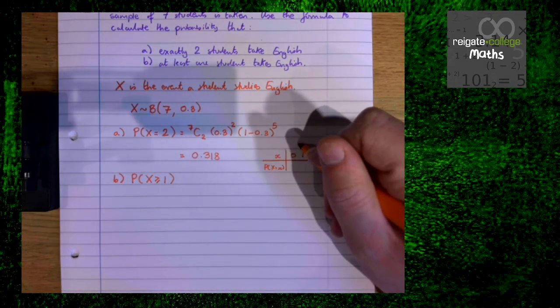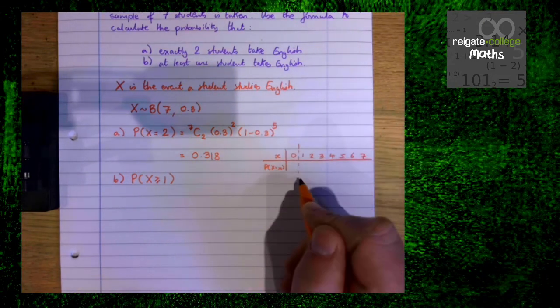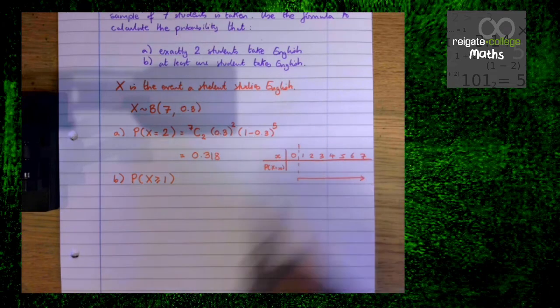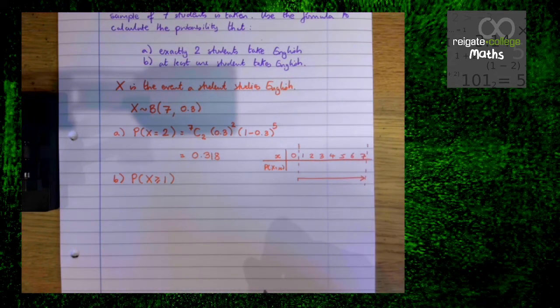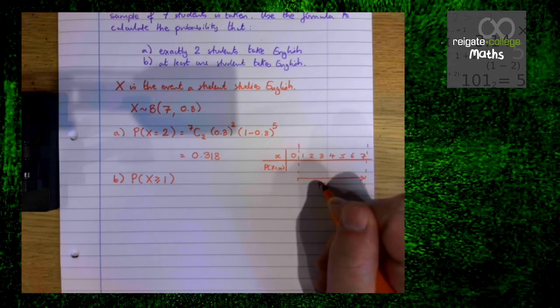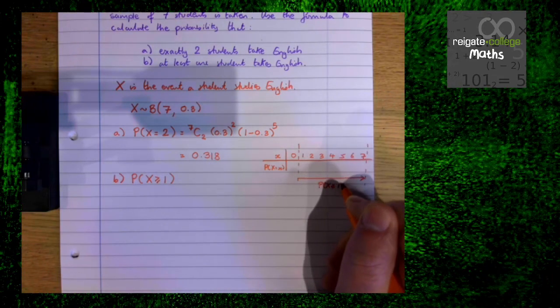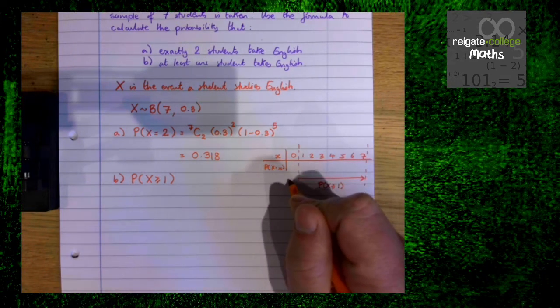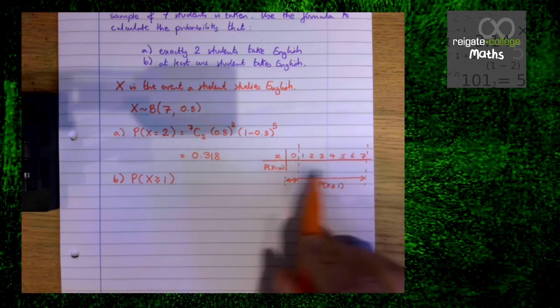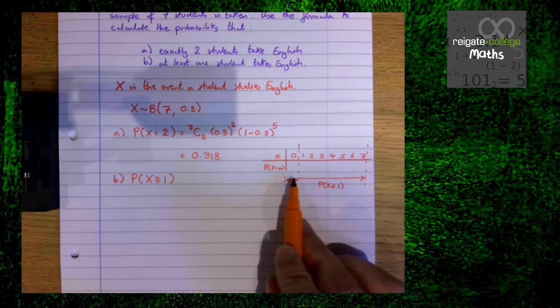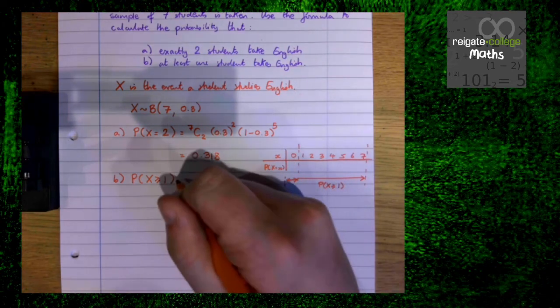What we want is this whole section here. Now this is what we want. If we add this bit here, this has to add up to 1. This little section is x equals 0.